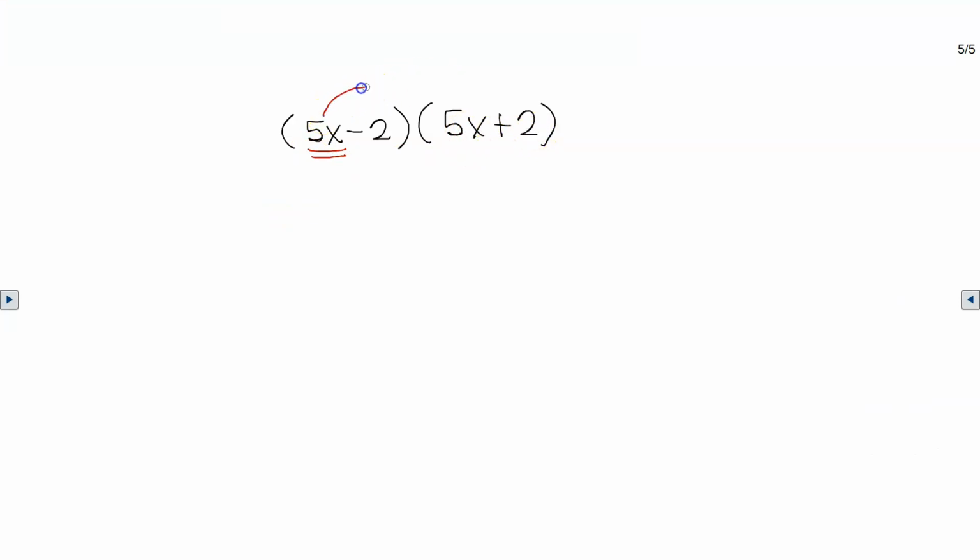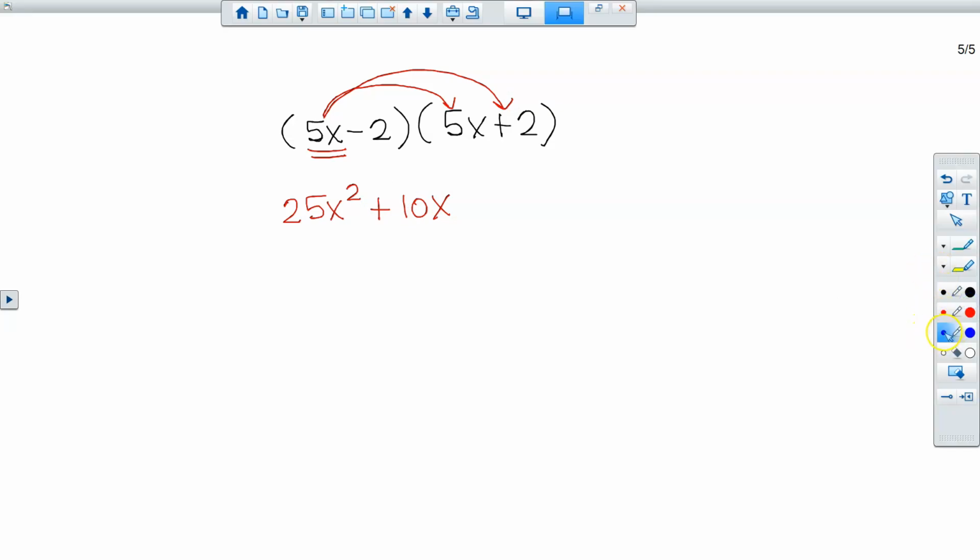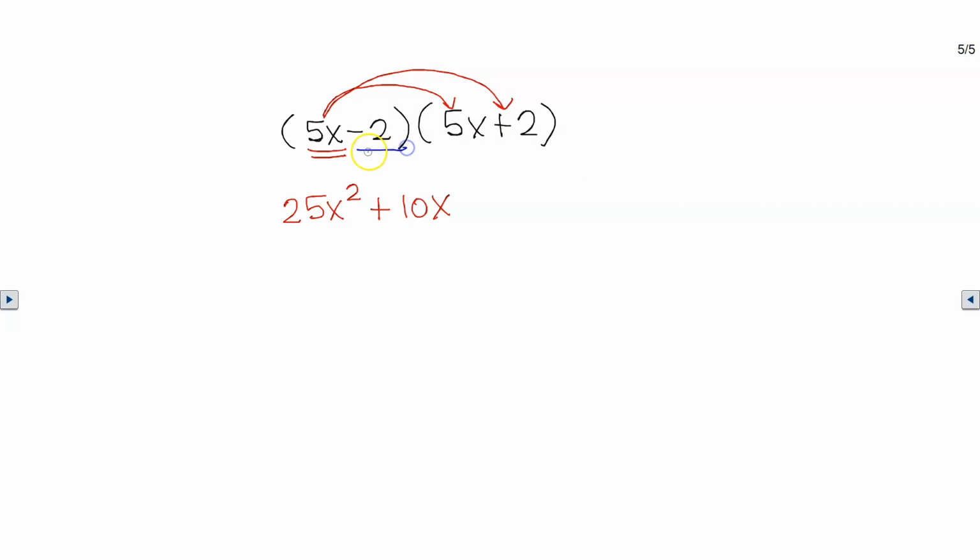So using our product rule, we'll do 5x times 5x, which is 25x squared. We'll do 5x times positive 2, which is a positive 10x. And then we'll go back and we'll get our second term, which is a negative 2 this time, and multiply it by the entire second polynomial. So negative 2 times 5x is a negative 10x, and negative 2 times 2 is a negative 4.